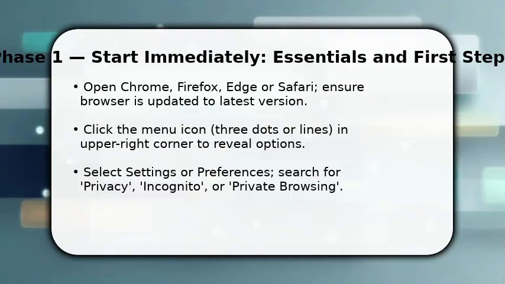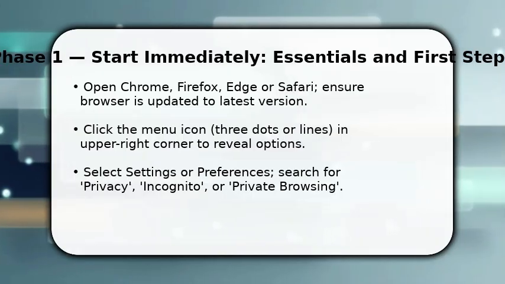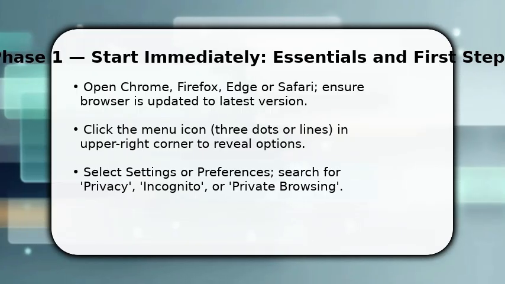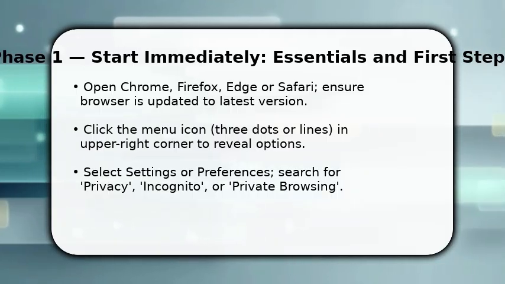You start by opening your browser and going straight to Settings. This gets you where Incognito controls live. Once there, locate Privacy or Private Browsing. Use the search box if the menu is dense. Make sure your browser is updated, because older versions hide features.